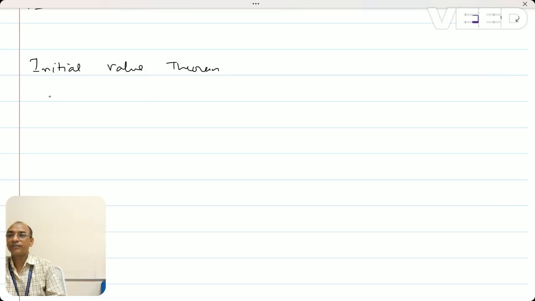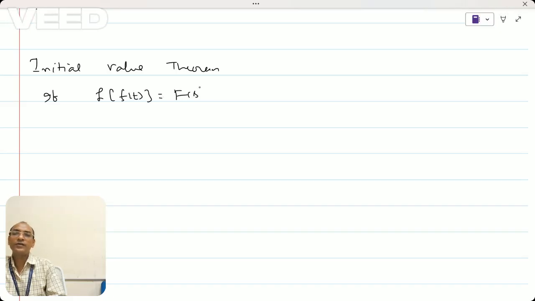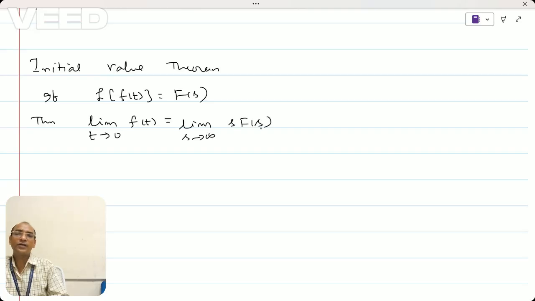If the Laplace transformation of f(t) is F(s), then limit t tends to 0 of f(t) will be nothing but limit s tends to infinity of s into F(s), provided the limit exists. If these two limits are the same, then I can say that the initial value theorem is verified.